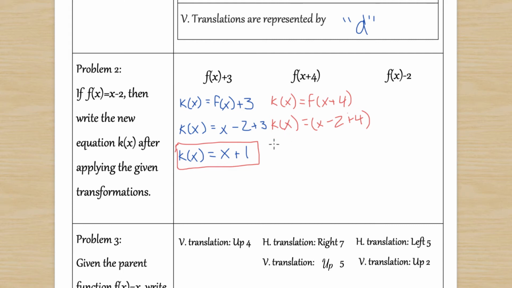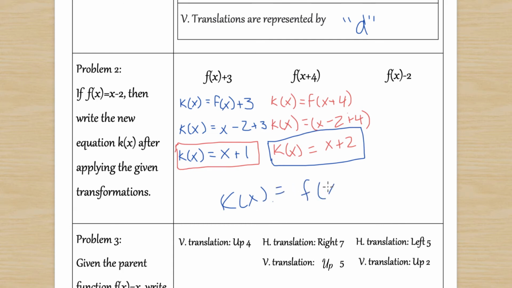So now that we have this, we just combine like terms, and we end up with k of x is equal to x plus 2. And that is our final answer. So this one was a little confusing because of the x inside of the parentheses with the plus 4. So I just want you guys to really understand, whenever you have something like k of x is equal to f of x plus 3, really all we're doing is replacing this x inside of the parentheses with whatever the value of the original equation was.